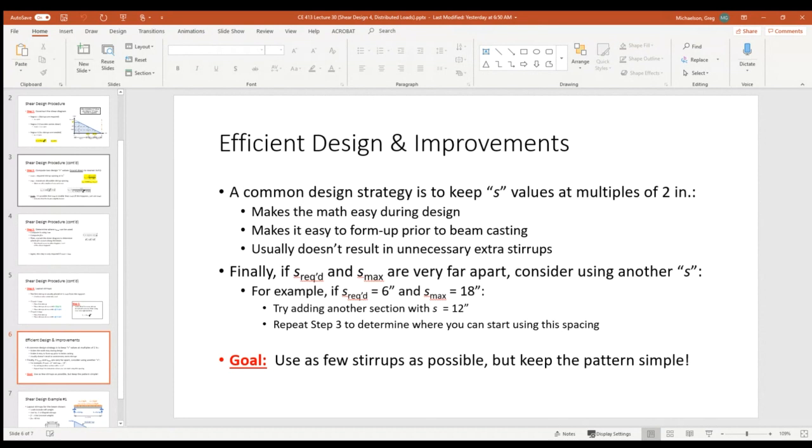So if you had an S required of 6 inches and an S max of say 18 inches, you might have a really tight grouping of stirrups and then a really wide grouping of stirrups. It might be a good idea to throw another increment in the middle, maybe S equals 12 inches. That might be a situation where you can really reduce the number of stirrups. So you just repeat step 3 using S equals 12 inches and figure out where you can start using that spacing. Again, keep in mind the goal is to use as few stirrups as possible, but you've got to keep the pattern simple and easy to follow.